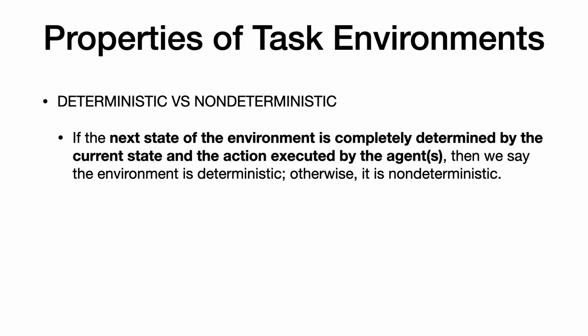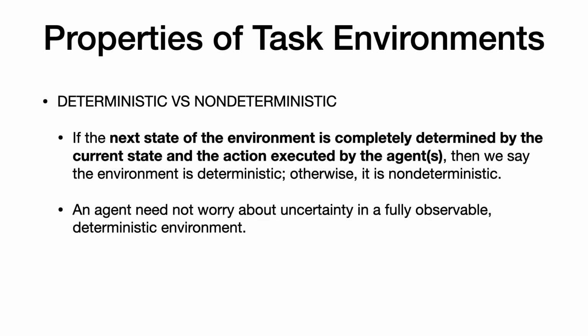So in technical terms, you can see here, if the next state of the environment is completely determined by the current state and the action executed by the agent. So if your next state is going to be determined by the current state and the action which is going to be executed by the agent, then we will say that it is deterministic. Otherwise it is non-deterministic. So what does non-deterministic mean?